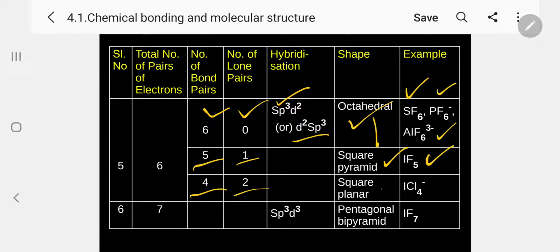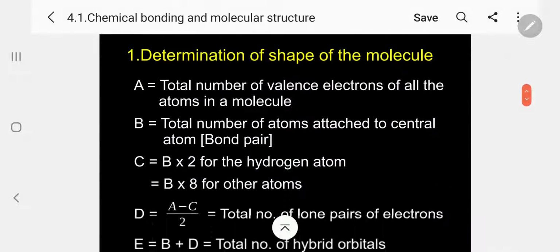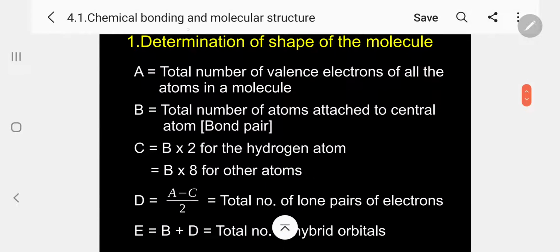4, 2, it is square planar, ICl4 minus. If it is 7, that is 7, 0, I am stopping with 6, but 7 I am giving: sp3d3, 7 orbitals, pentagonal bipyramid, that is IF7. I hope you must study this. Now kindly follow. I am going to give something that will not be in your book. Please memorize these two, kindly note.